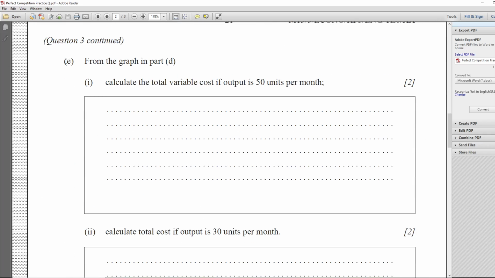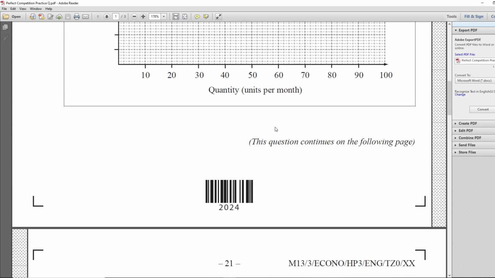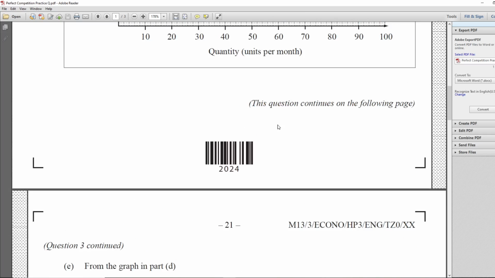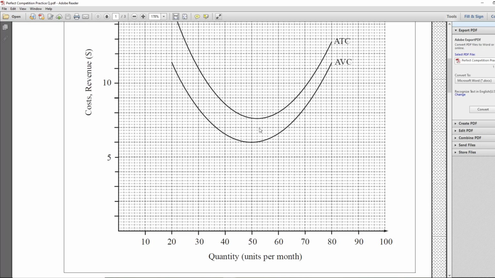Question E1. Calculate the total variable cost if output is 50 units per month. So what is the total variable cost in this case, if output is 50 units? 300. How do you get it? Can you give me the working? 6 times 50.